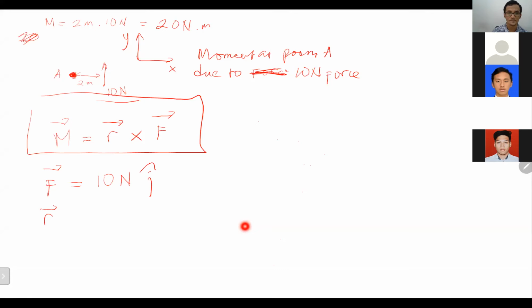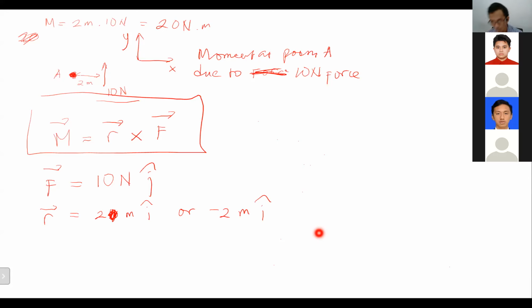The distance vector. 2 meters i, negative 2i, 2 centimeters i, negative 2 meters i. Okay, let's try to make it into a debate. 2 meters i, or negative 2 meters, not 20 meters, negative 2 meters i. Which one is the correct one? Negative, sir. Why negative? Because it's going to the left.